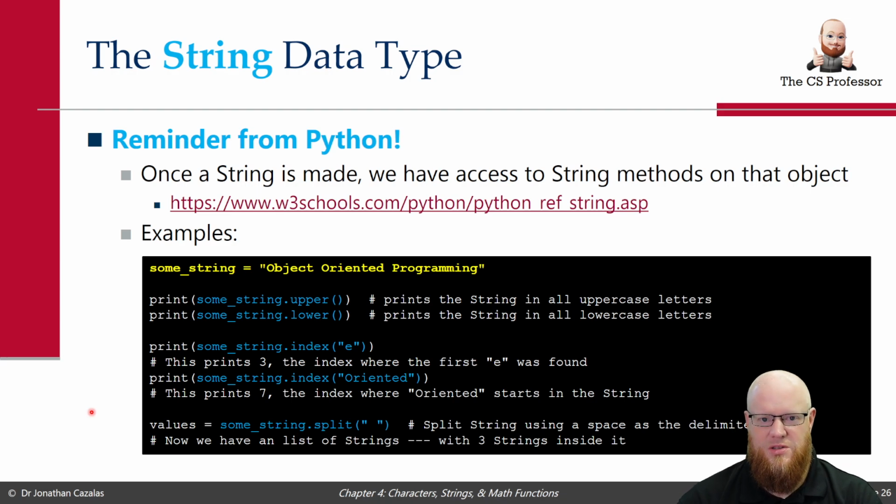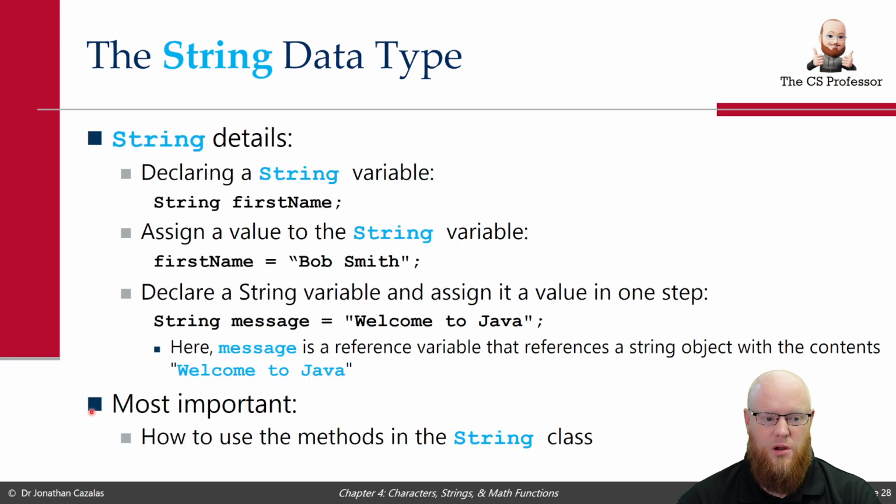Now, I cherry-picked those methods so we could see how similar they were. There are so many more methods, though. Many more methods in Python, many in Java. They don't all overlap. Different methods will do different things. And we're now going to look at the string type in Java in more detail.